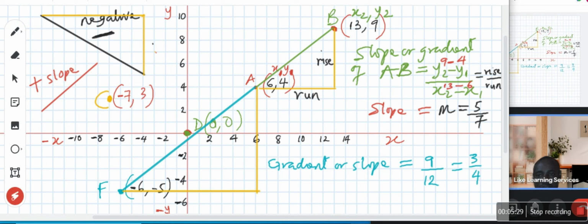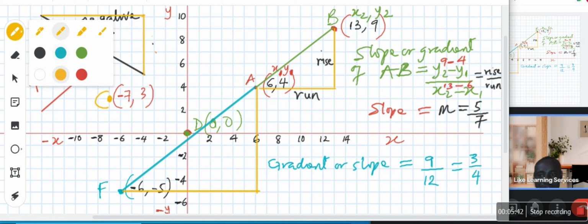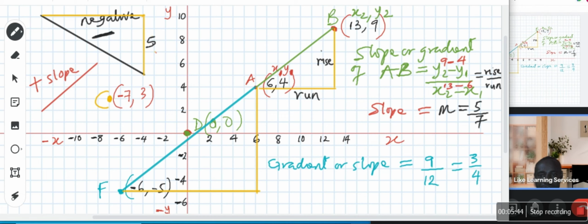This particular line now, what's the rise? Let's count. 1, 2, 3, 4, 5. The rise is 5. What's the run? Let's count the run. 1, 2, 3, 4, 5, 6, 7, 8, 9. The run is 9.